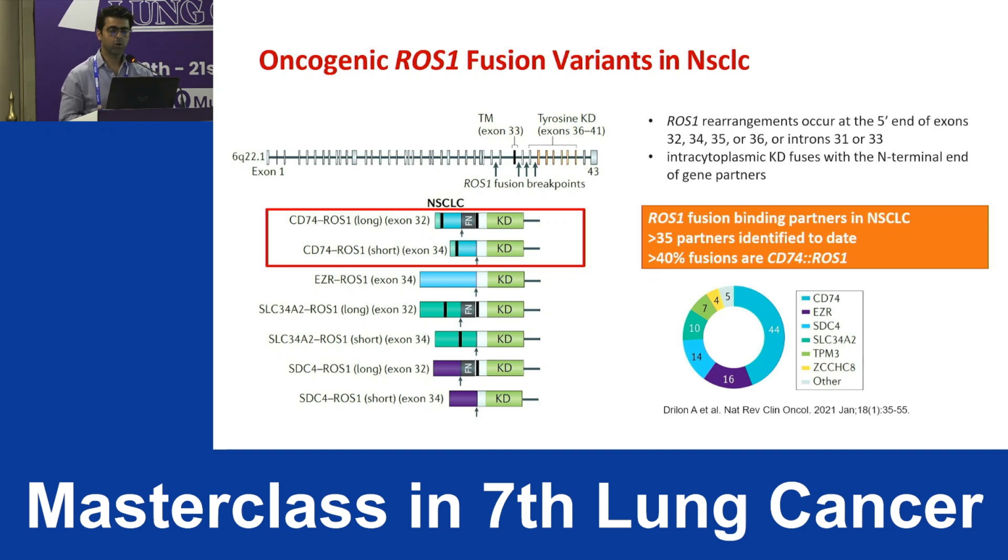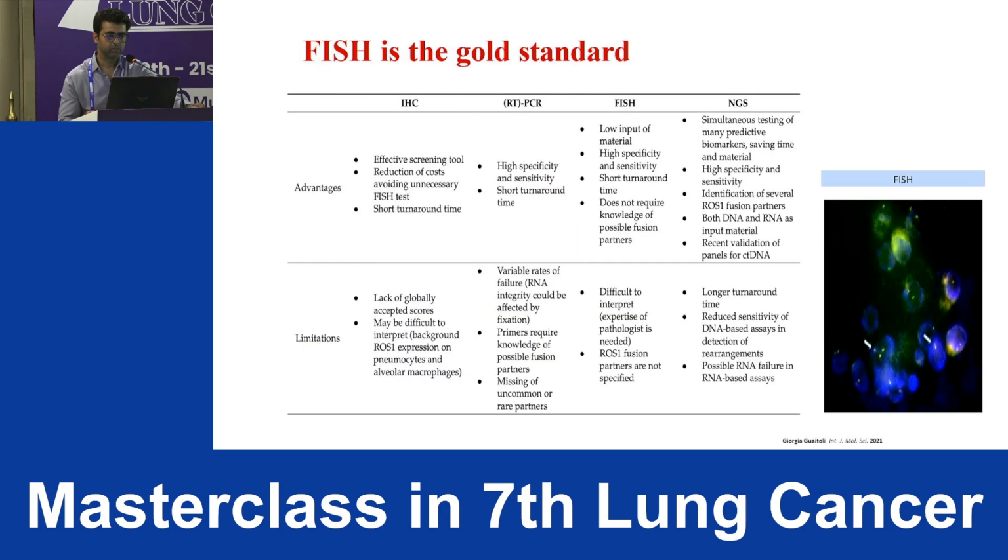If we talk about the oncogenic ROS1 fusion variants in NSCLC, more than 35 partners have been identified with the ROS1 rearrangement, and more than 40% of these fusion partners are associated with CD74 and ROS1. FISH has been the gold standard testing methodology for ROS1 rearrangement, although we are doing NGS platforms as much as FISH testing, especially the RNA-based NGS panel.